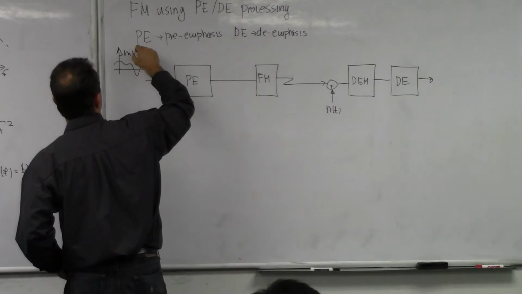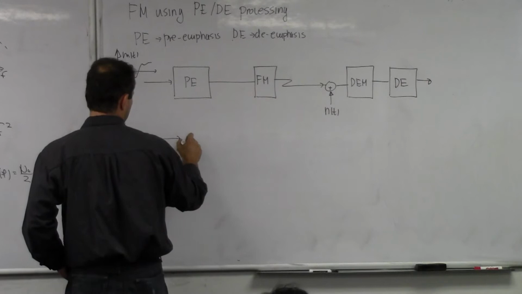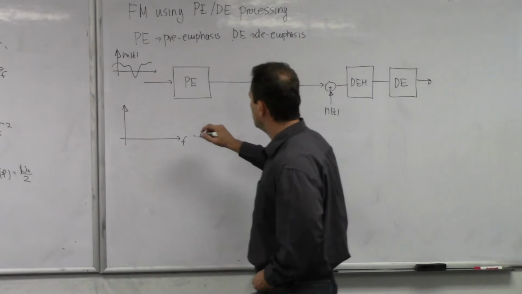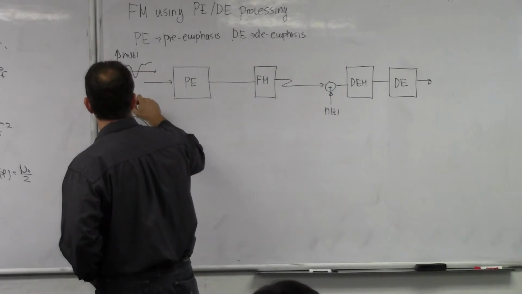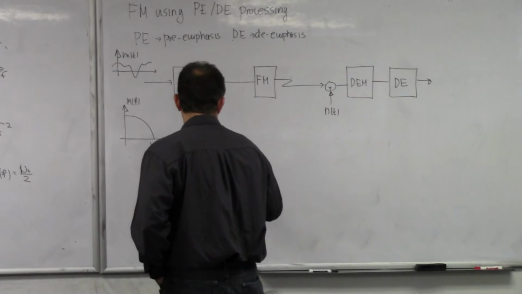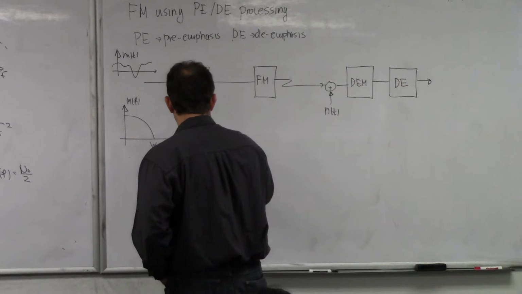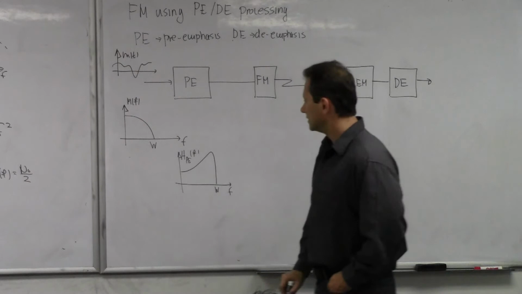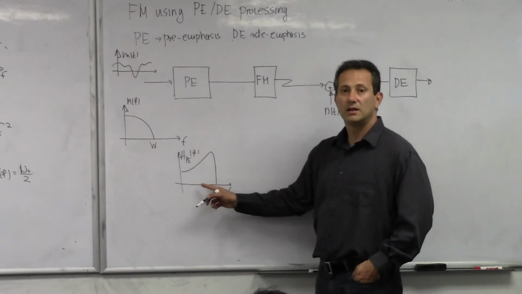I'm going to process this signal with a filter that looks somewhat like this. Let me draw M of f, where this is W. So my signal is band limited, right? The pre-emphasis would have a spectral color, a frequency response that looks somewhat like this. What is it doing, right? It is distorting my signal deliberately, but in a controlled way.